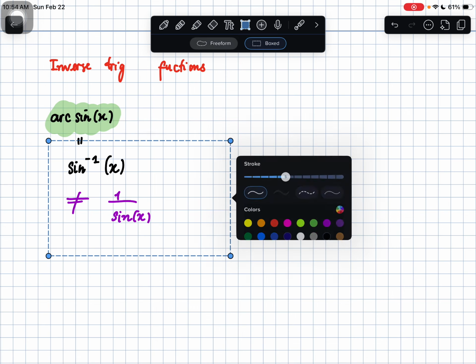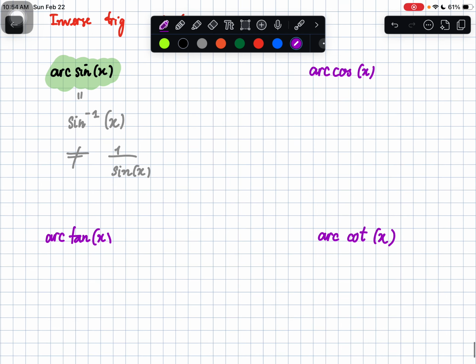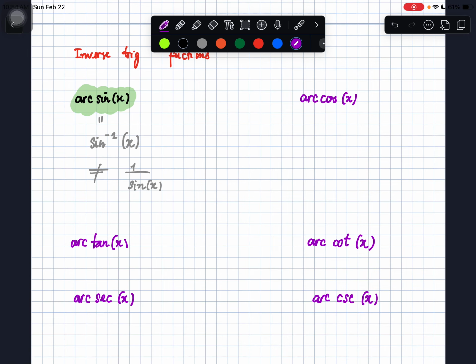We also have arc cosine of x, arc tangent of x, arc cotangent of x, arc secant of x, and arc cosecant of x. Now we want to learn the derivatives of those. Compute the derivative of those inverse functions.